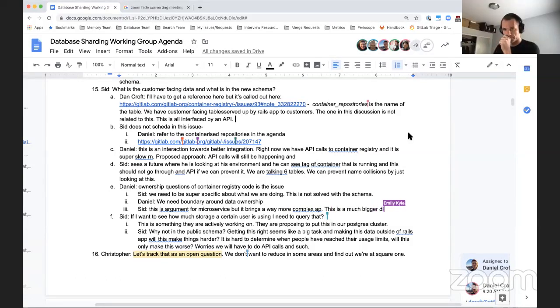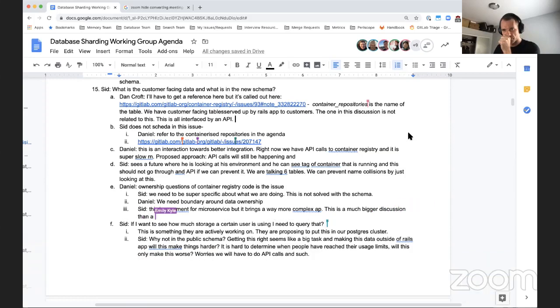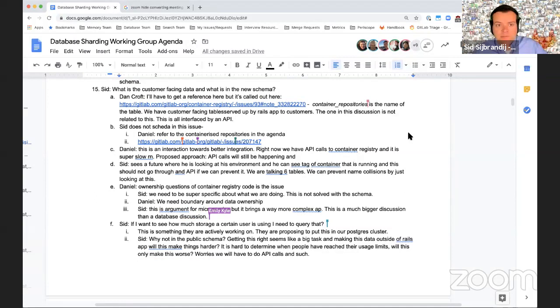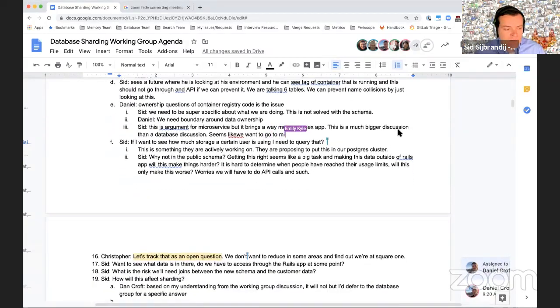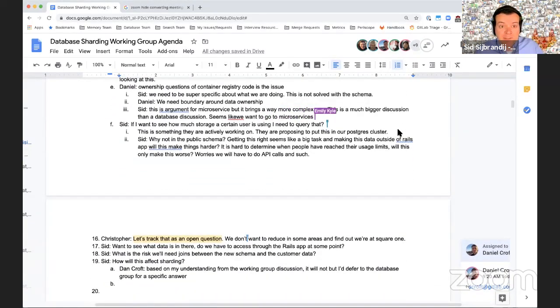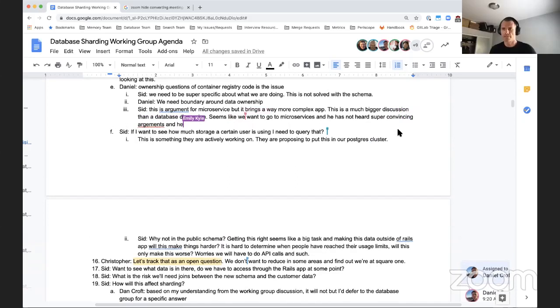Yeah, just a check here. We have 2 minutes left in the allotted block. So it seems that a lot of what's driving this is that we want to go to microservices, and I've not heard super convincing arguments. I am very worried that we'll put this thing on another database and now I can't see my tags in my GitLab interface anymore. Yeah, and this is not intended to be an argument for microservices, Sid.